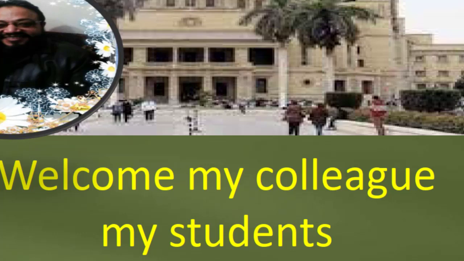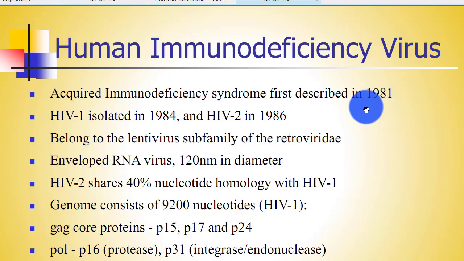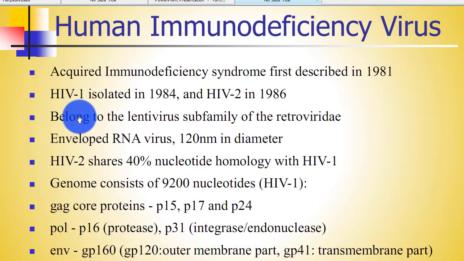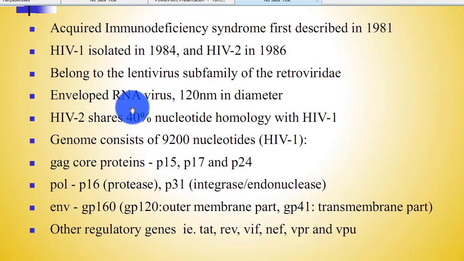Human immunodeficiency virus and acquired immunodeficiency syndrome were first described in 1981. HIV-1 was isolated in 1984 and HIV-2 in 1986. It belongs to the lentivirus subfamily of the Retroviridae. It is an enveloped RNA virus, 120 nanometers in diameter. HIV-2 shares 40% nucleotide homology with HIV-1.